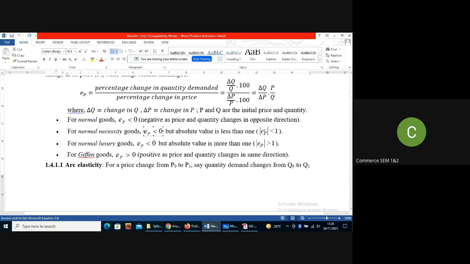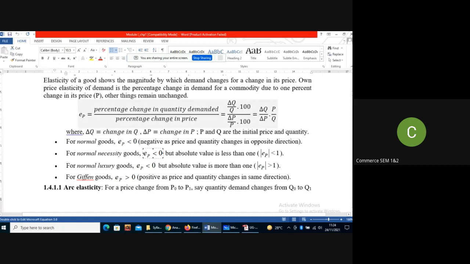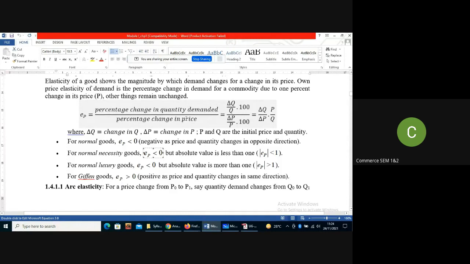Why will it be less than 1? Elasticity is percentage change in quantity demanded divided by percentage change in price. If it is less than 1, the percentage change in quantity demanded will be less than the percentage change in price. If price increases by 10%, quantity demanded decreases by less than 10%, say 7%. Similarly, for normal luxury commodities like fridge and TV, elasticity will be negative but the absolute value will be more than 1. If price increases by 10%, the decrease in quantity demanded will be more than 10%.